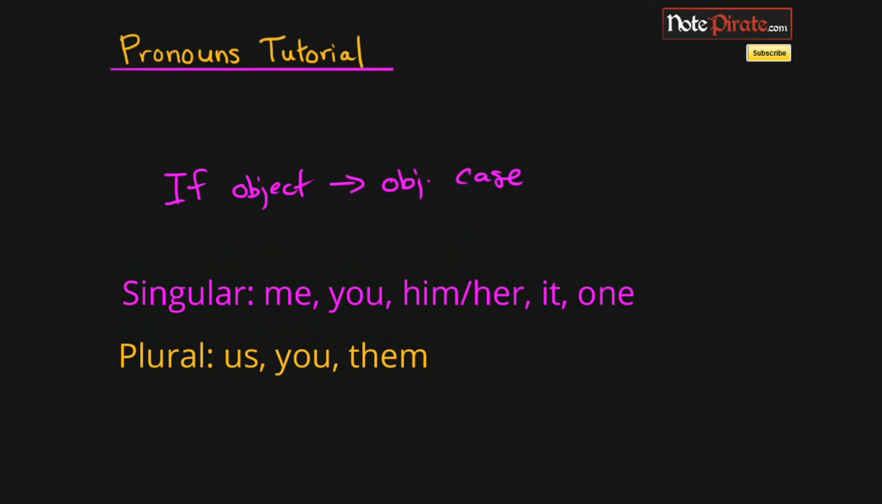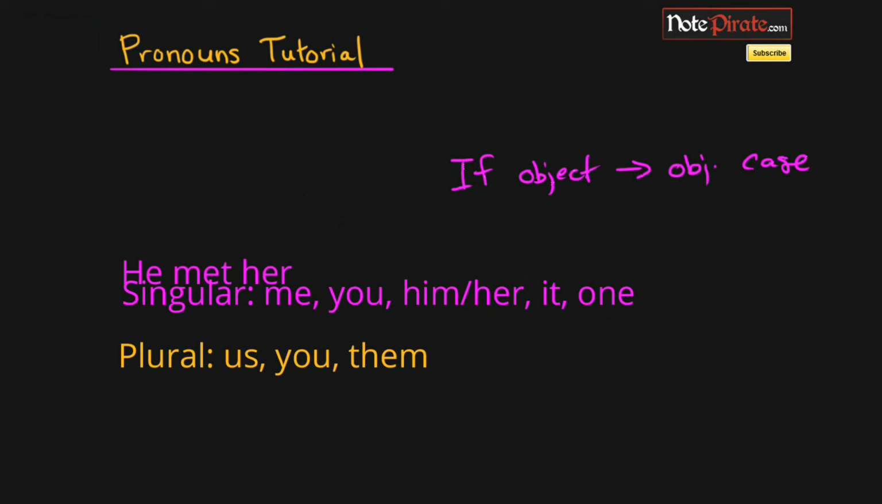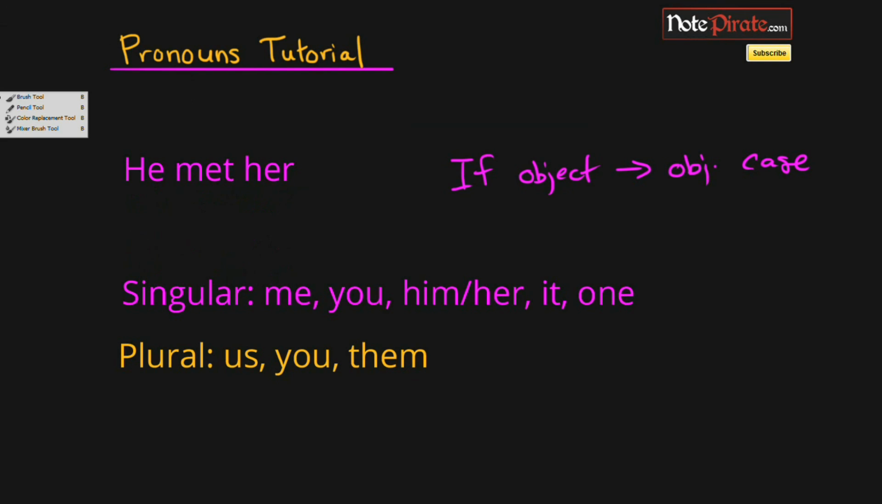So the object case for the singular, you would replace a noun with the pronouns me, you, him, her, it, or one. And in the plural, it would be us, you, or them. Now, because Mary was the object of our sentence, the pronoun takes the object case. So we see here that the proper pronoun to use is her. Or as we wrote, he met her. So your object is the her? Yes. Alright. That is it for personal pronouns.